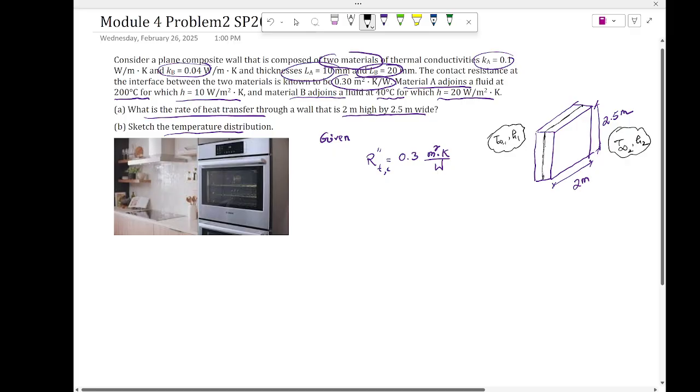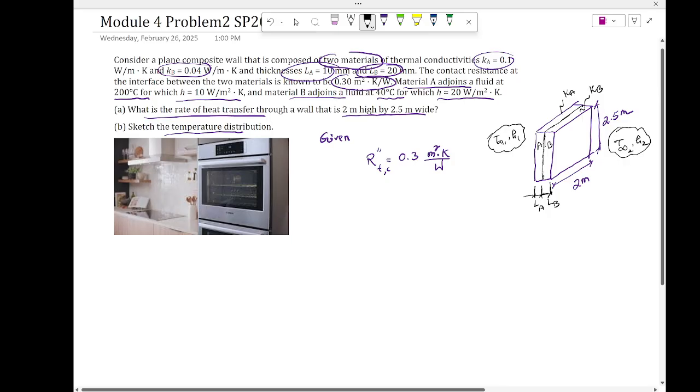And what else did they give you? They gave you the k values. This is material A, this is B, Ka. They gave you Kb, okay? Anything else they gave you? Oh, they also gave you the thickness. They gave you this thickness, La. They gave you this thickness, Lb. Do you understand the sketch? You will draw the sketch?